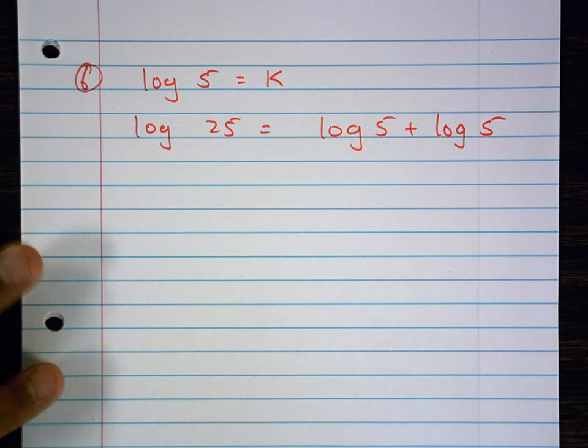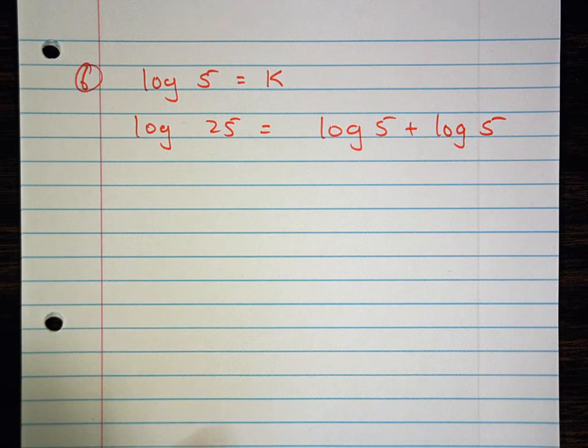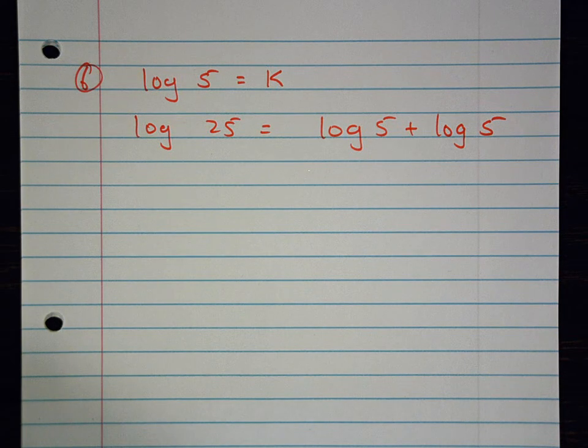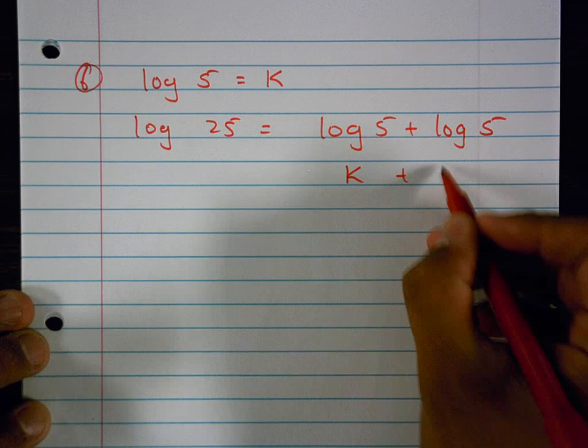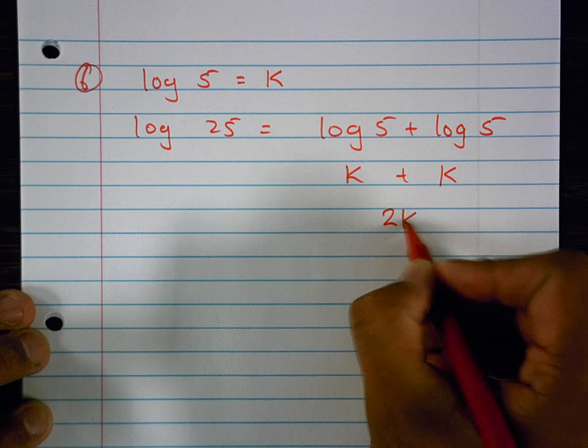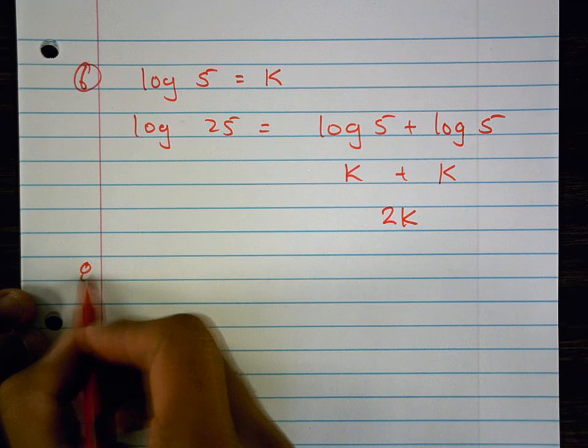And with all of our logarithms, guys, you have to throw log rules at it. Keep trying to use your log rules. If you're trying to use something else as a logarithmic rule, it's not going to work. And these both equal k. K plus k is 2k. Number 8.